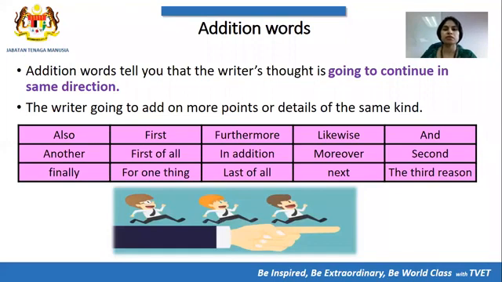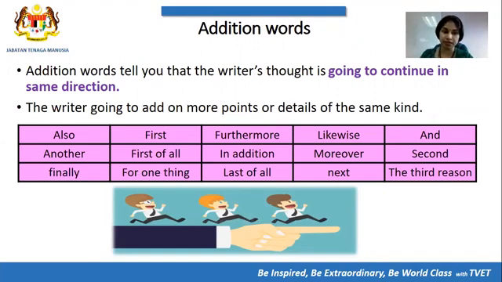All right, now we look at addition words. Addition words tell you that the writer's thought is going to continue in the same direction. The writer is going to add on more points or details of the same kind. It means that if you are talking about a topic and you want to make things clear about the topic, you have to give more examples. So if you want to give more examples or more ideas or more points on the same topic that you are talking about, you have to use addition words.